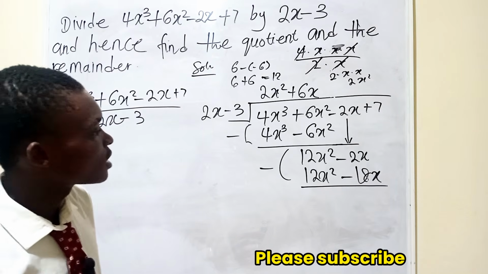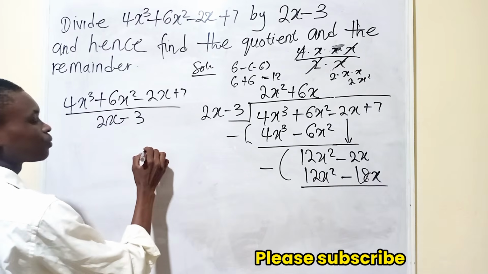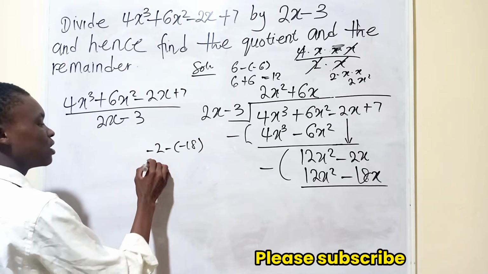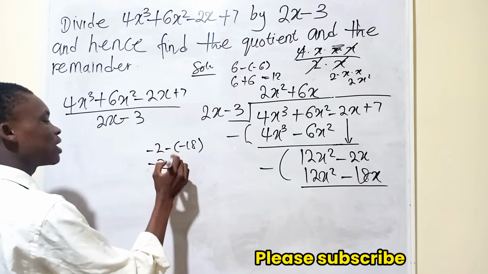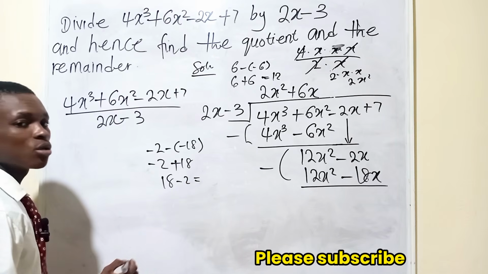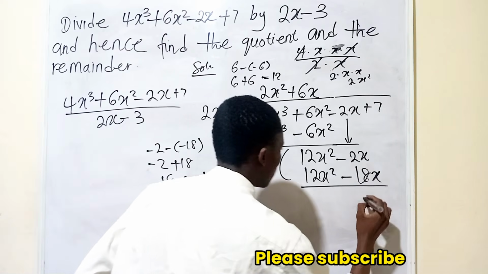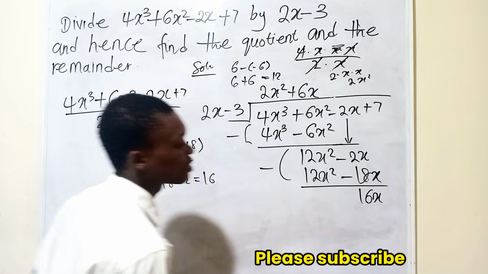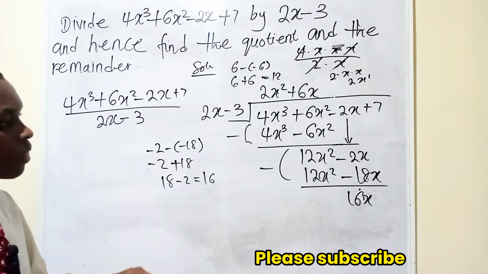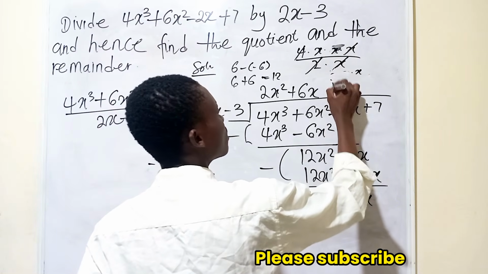Now from here, we know that if we subtract this, we'll have negative 2, negative 18. Right? So negative 2, negative times negative gives us positive 18. This is just like saying 18 minus 2, which is just what? 16. So here we have 16x. So 16x divided by 2x just gives us what? Plus 8.